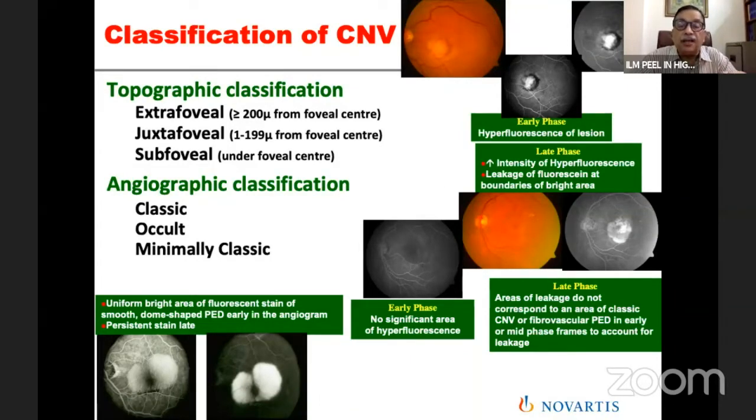One is called the late leakage from an unknown source. Now you see in the early phase there is virtually no hyperfluorescence, and in the late phase the whole area fluoresces. So this is late leakage from an unknown source. The other form of an occult CNVM is an RPE detachment, where the filling occurs in the early phase, and in the late phase, the margins remain equally distinct, but the intensity of the fluorescence increases. Now, this is how we used to diagnose on fluorescein angiography.